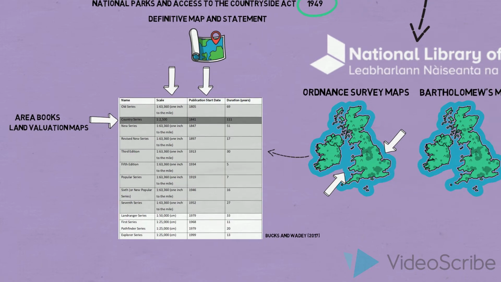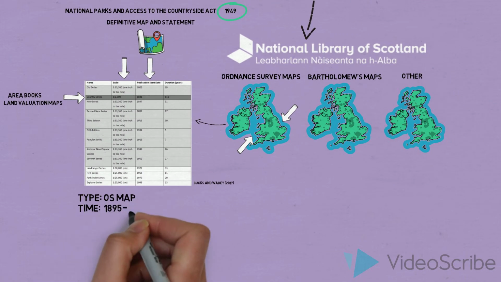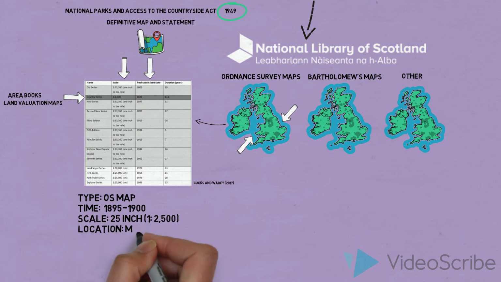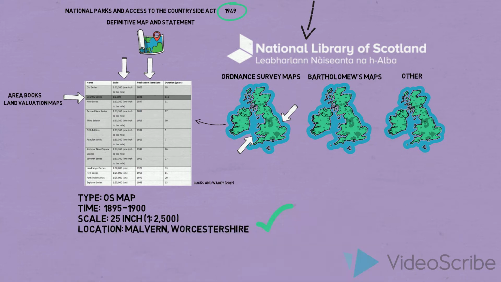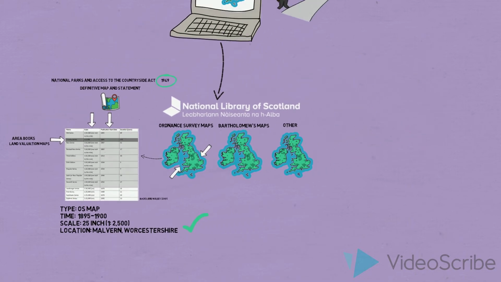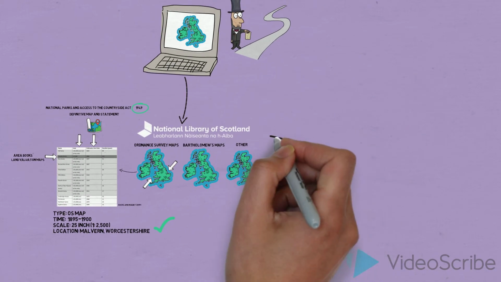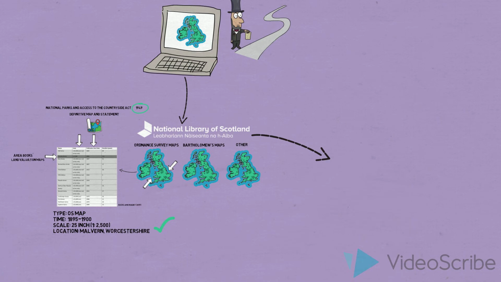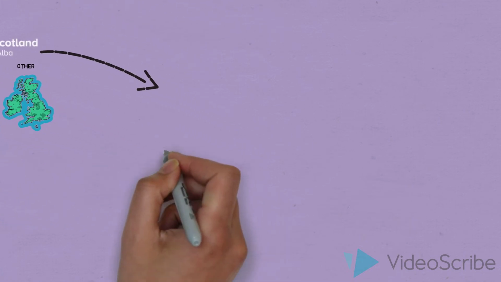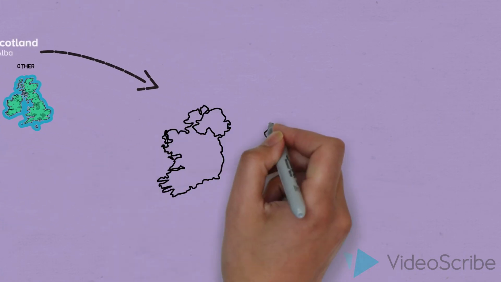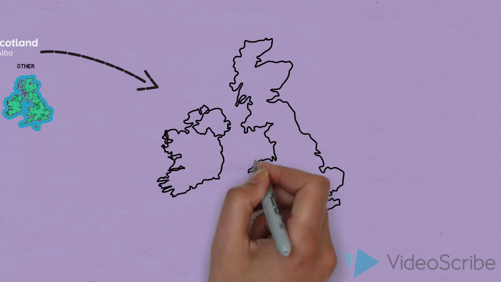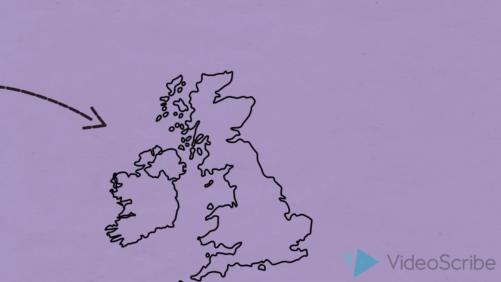For instance, if I want a 25-inch second edition county series map of the Malvern area in Worcestershire, and I want it published in the late 1800s, the National Library of Scotland's catalogue makes it very easy for me to find this. Once we've got our map, we're looking for evidence of the route or the routes you've identified as missing from the maps today, but they will be recorded as public rights of way in the past.